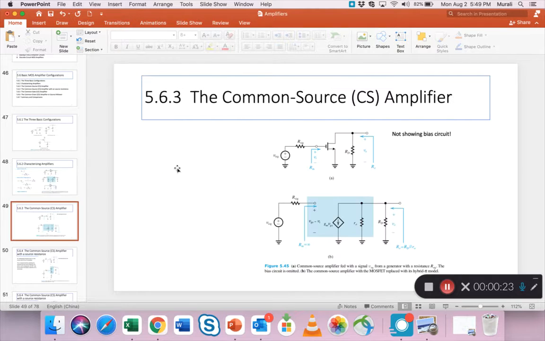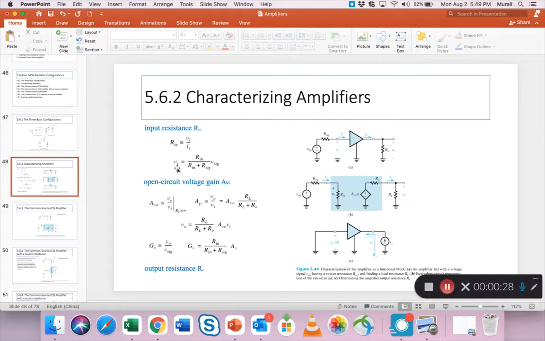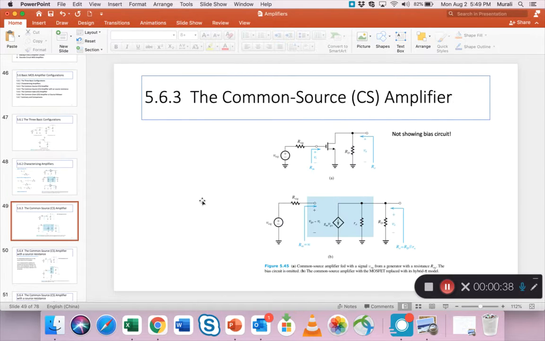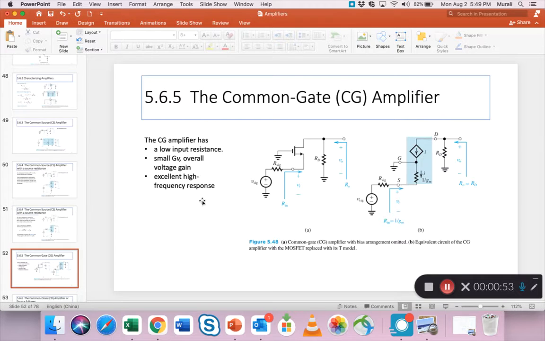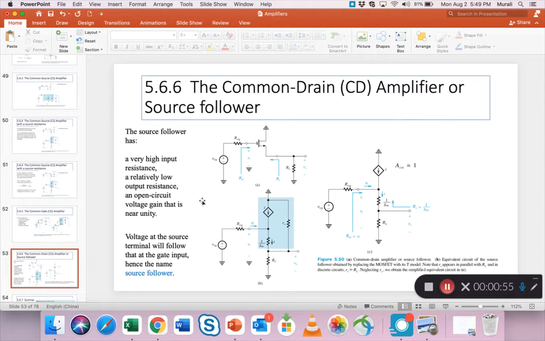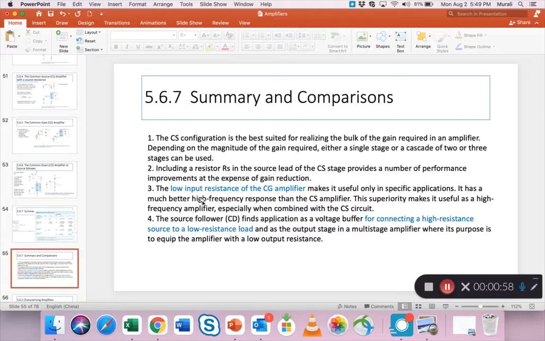Okay, so we studied that there are first of all three defining properties of an amplifier, which are the input resistance, the voltage gain, and the output resistance. Similarly, there are three configurations: the common source, the common source with a source resistance, then the common gate, and the common drain or the source follower, right? So let's look at the examples.